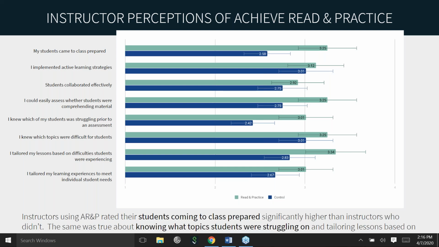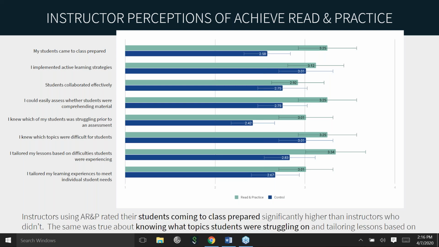Another one that's interesting here is that instructors perceived that they could easily assess where students were comprehending material in the sections where they were using Read and Practice. And if you remember what I said earlier in the slides, this is important because we really want to promote just-in-time teaching through the idea of pre-class formative assessment. And by instructors being able to easily assess whether students are comprehending the material, that helps just-in-time teaching.